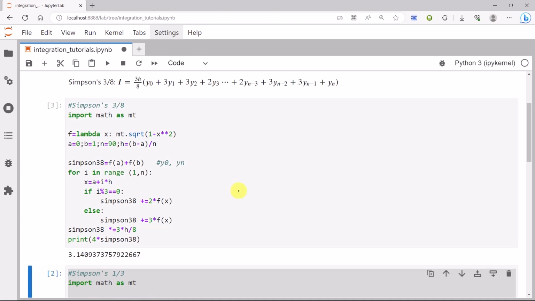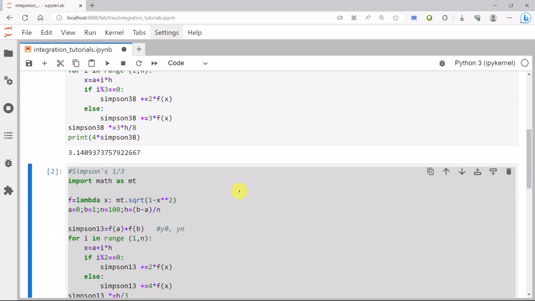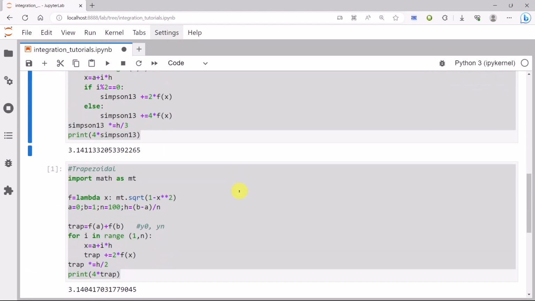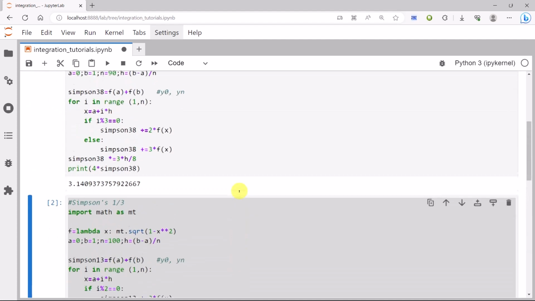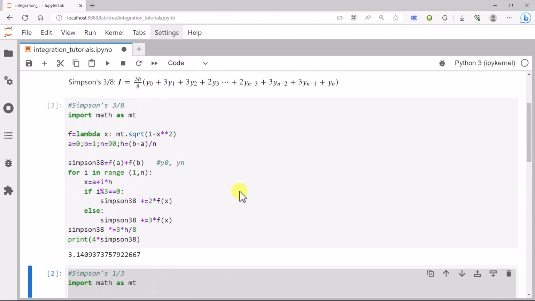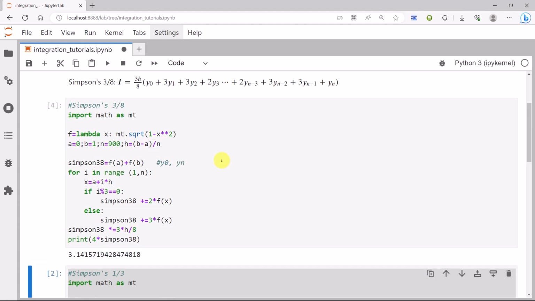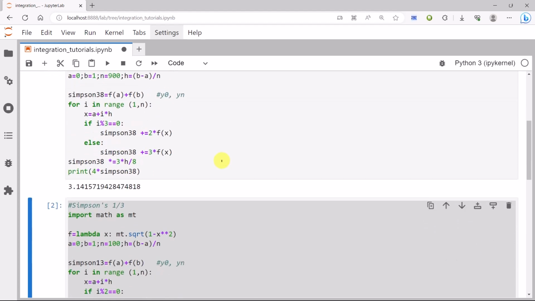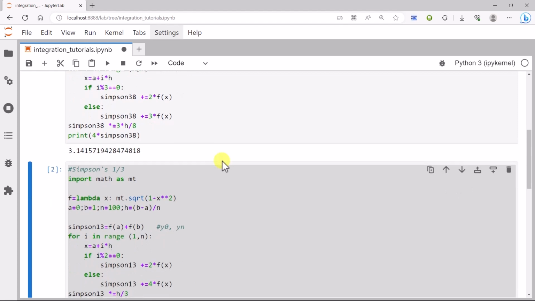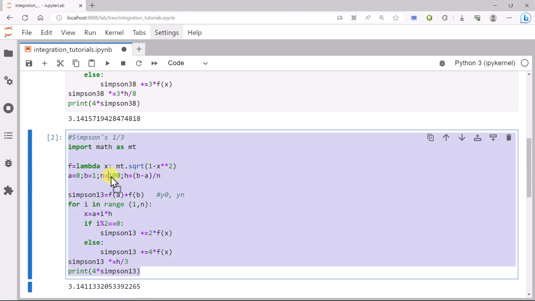Okay, you can see that 3.1409. So all of them are good. Which one is better? We don't know that. For that we have to take some higher number. So we can actually increase this number and see what happens if it is like 900. 3.14157. So you can see that it is pretty close to a good number, but let's make everything 900.